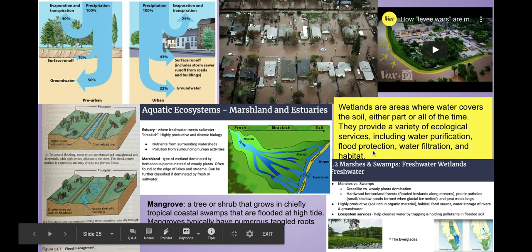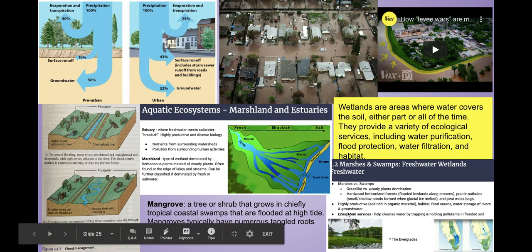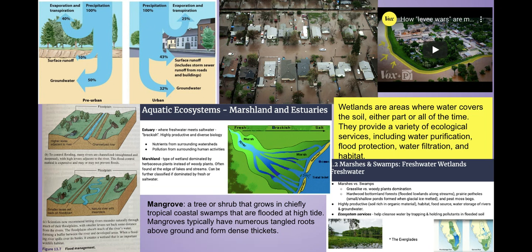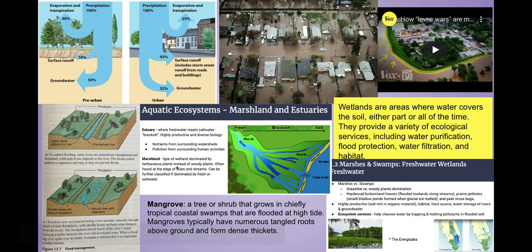Okay. Wetlands, going back to wetlands. One type of wetlands is called the marshlands. I captured the screen from this slide presentation from Unit 1, in which we talked about these kinds of ecosystems. So what is a marshland? A marshland is a type of wetland that's dominated by herbaceous plants instead of woody plants. Remember that?